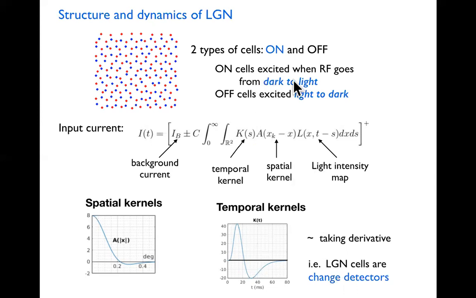That's why if you give it a single gray background, it's not going to fire. But by change, I mean when a derivative detects something, that's when it fires. And this one is for on, and the off one is in the opposite direction. So I've only drawn one of them. This is all that I'm going to use about LGN.